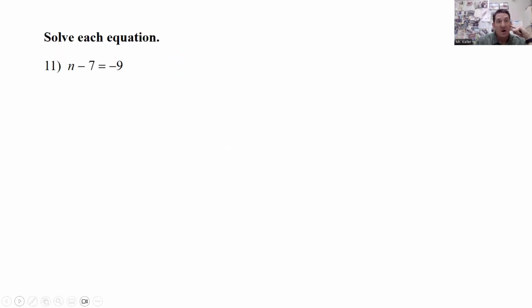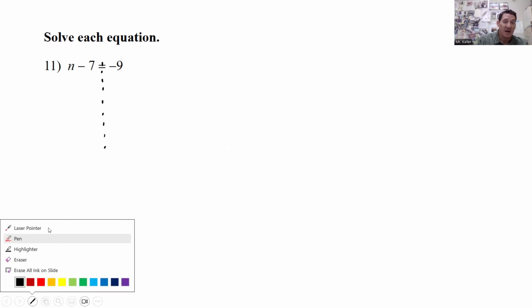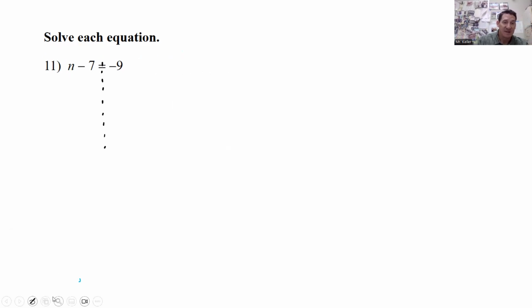Next, now we have subtraction here. So n minus 7. Again, we want the n by itself. We need to eliminate the minus 7. The opposite of subtracting 7 is adding 7. So I'm going to add 7. Whatever you do to one side, you have to do to the other. So negative 7 plus 7 cancels out. All you have left on that side is n. Negative 9 plus 7 is negative 2.